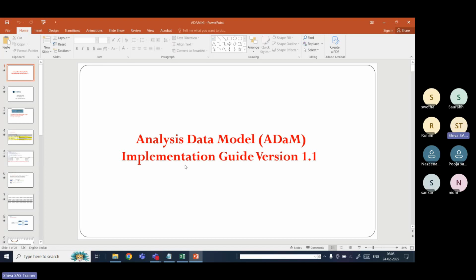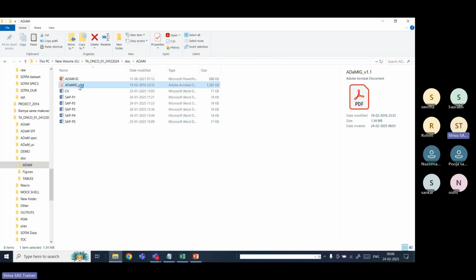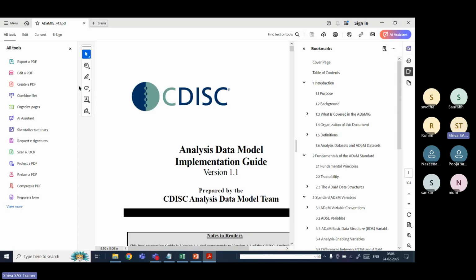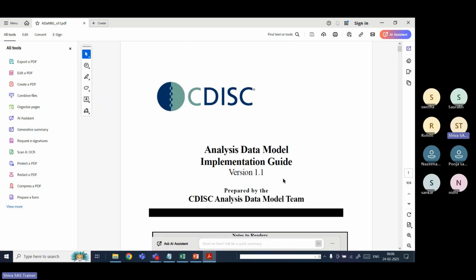Here, we are going to follow the ADaM Implementation Guide version 1.1 for our ADaM dataset creation. Here you can see ADaM IG version 1.1. Previously the 1.0 version was also there, but this is the latest, version 1.1. ADaM is nothing but the Analysis Data Model. This is the main document to refer to for anything.